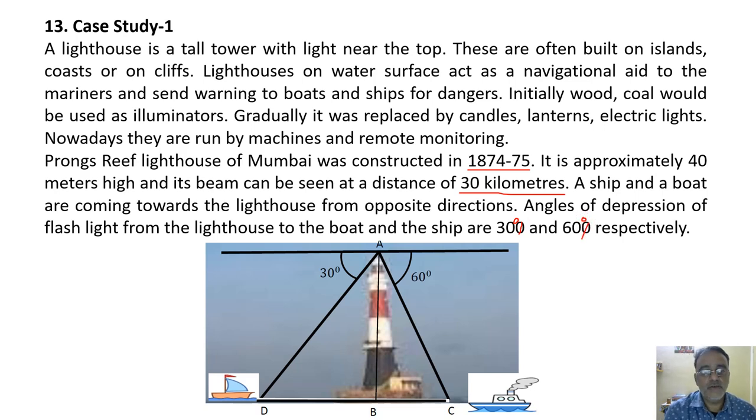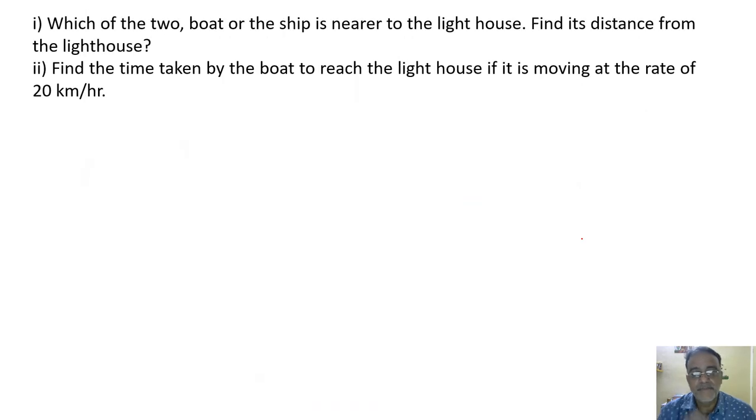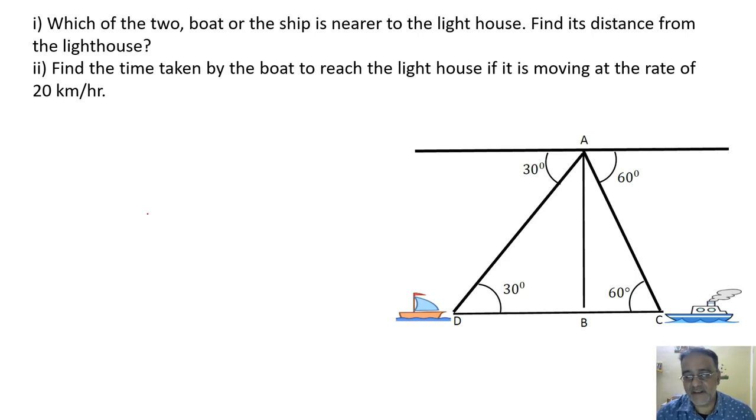Okay, now this is the diagram. Now we will see the two questions. Which of the two, the boat or the ship, is nearer to the lighthouse? Find its distance from the lighthouse. So we'll do the rough diagram first. This is the rough diagram.